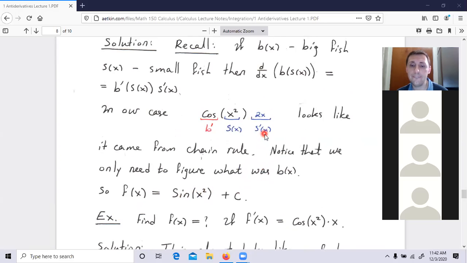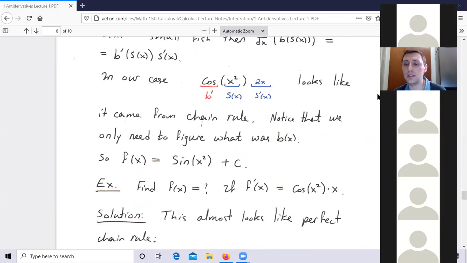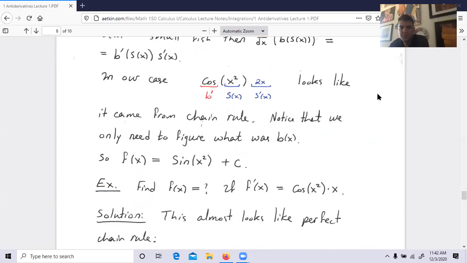Now, can you figure out what to do now? Very simple question, guys. Very similar. Now we have cosine x squared times x. What is the antiderivative? What was the original function like? Antiderivative of cosine x squared times x, please.